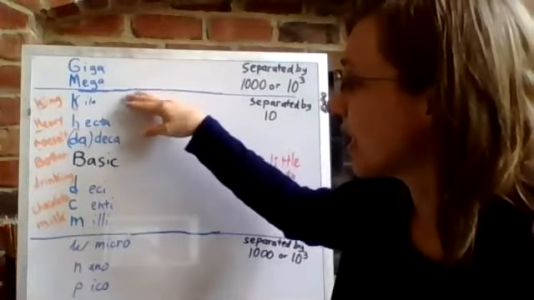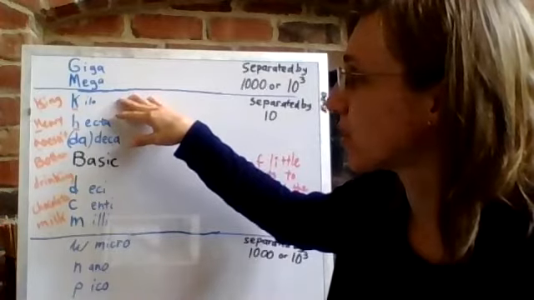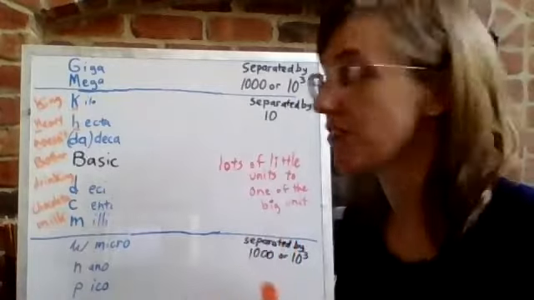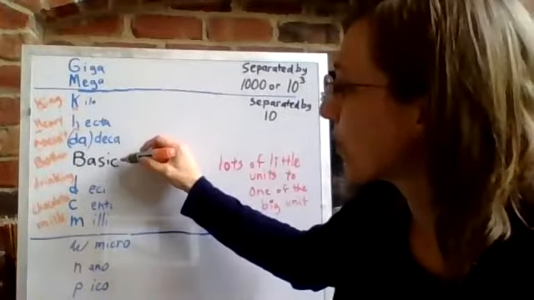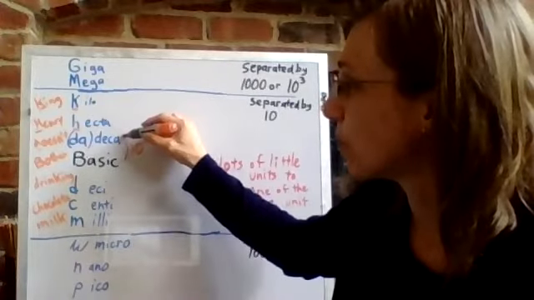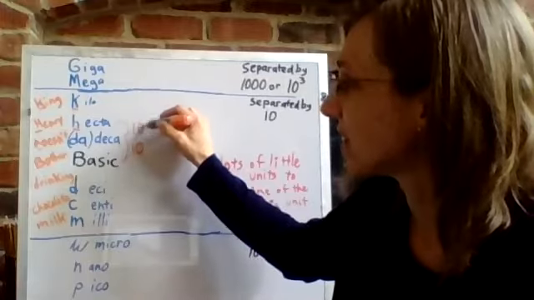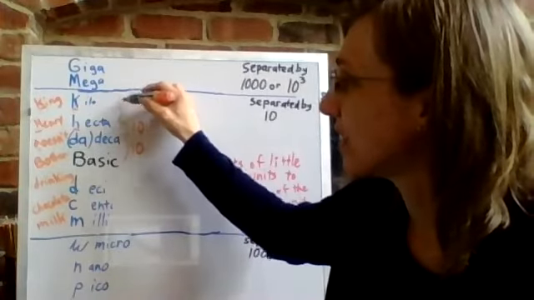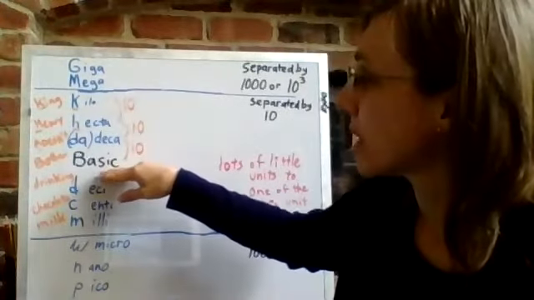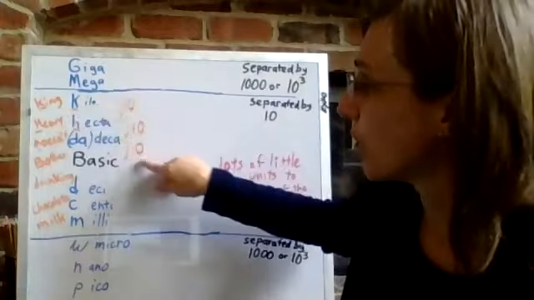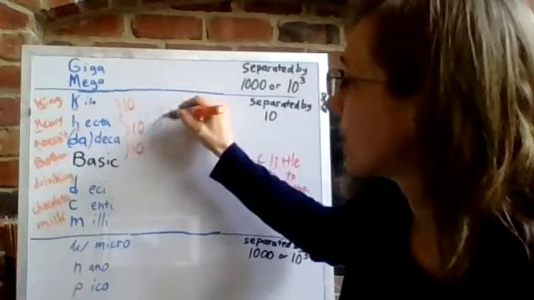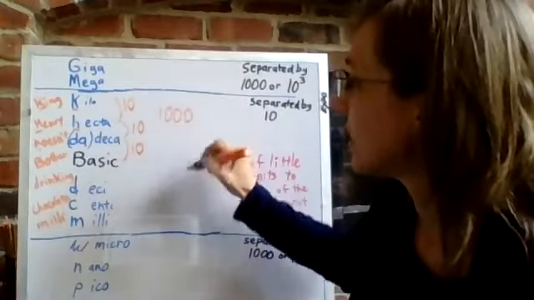Now you'll notice that the prefixes that correspond to King Henry doesn't bother drinking chocolate milk are all separated by a factor of 10. So if we want to go from basic to deca, there is a difference of 10. If we want to go from deca to hecto, there's a factor of 10 there, and from hecto to kilo, there's a factor of 10 there as well. So if we want to go from, say, basic to kilo, we've got 1 zero here, 2 zeros here, 3 zeros there. So it's basically 1,000.